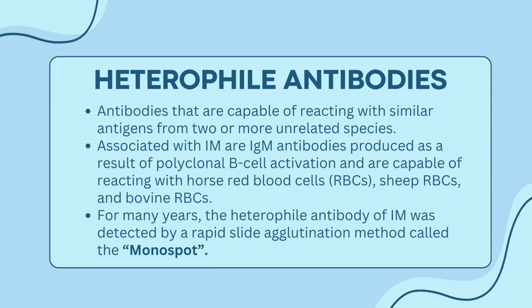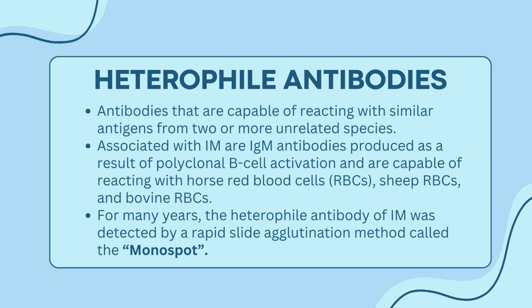Then for many years, the heterophile antibody of IM was detected by a rapid slide agglutination method called the monospot. In the monospot, the serum premixed with guinea pig kidney antigen was still capable of agglutinating horse RBCs, whereas the serum premixed with beef erythrocyte antigen could not agglutinate horse RBCs because the heterophile antibody was absorbed during the first step. So the test was used to distinguish the heterophile antibody of IM from heterophile antibodies produced in other diseases which had different reactivity.